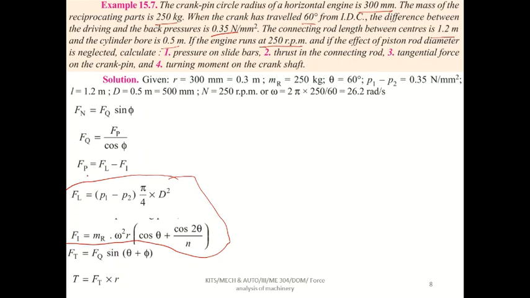Fp equal to FL plus FI. These two things you have to add. Fq equal to Fp by cos phi. Ft equal to Fq into sin phi. So similarly we will have everything.